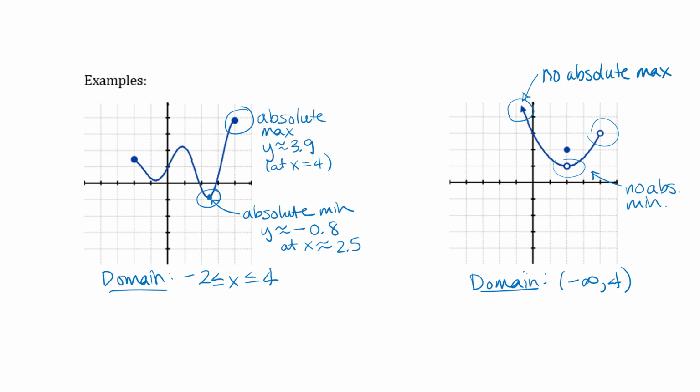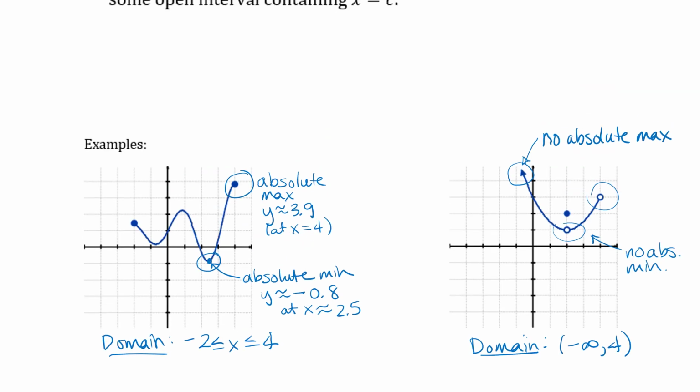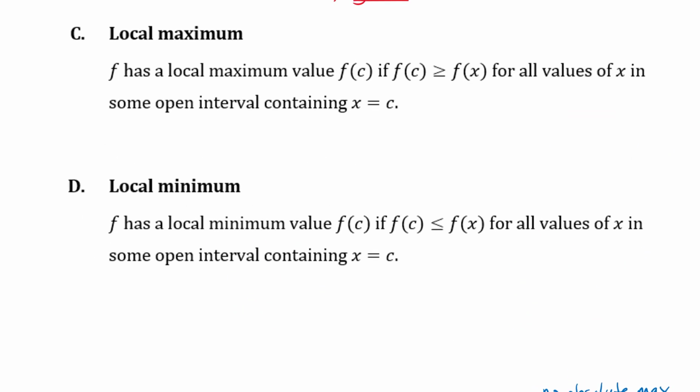Okay, let's look at some of the other vocabulary and then we'll come back and label some of that on this graph as well. A couple of other vocabulary words here to talk about: local maximum and local minimum. So let's look at this definition here. f has a local maximum value, so local maximum value. That's also still an output of the function. And we see that that output is greater than or equal to a bunch of other outputs for all values of x, but this time not in the entire domain, just in some open interval containing x equals c. So essentially what that means is near x equals c, on both sides of x equals c.